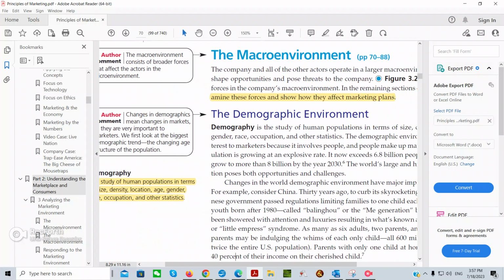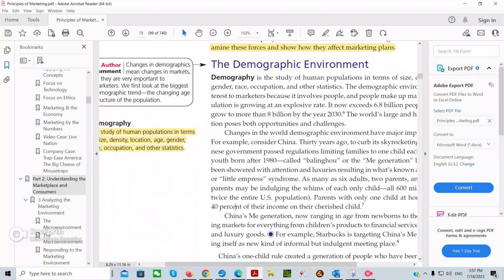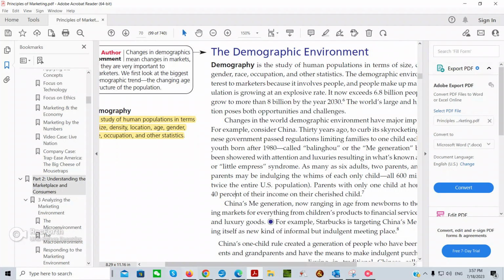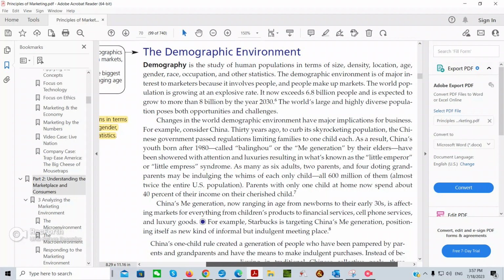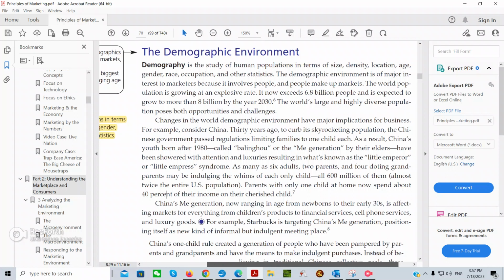Okay? Your environment influences what you can do and how you can do it. It's a limiting factor in a way, but at the same time, depending on what the environment is, it could be like, for example, a door closes and another door opens. Demography is the study of human populations in terms of size, density, location, age, gender, race, occupation, and other statistics. The demographic environment is of major interest to marketers because it involves people, and people make up markets.